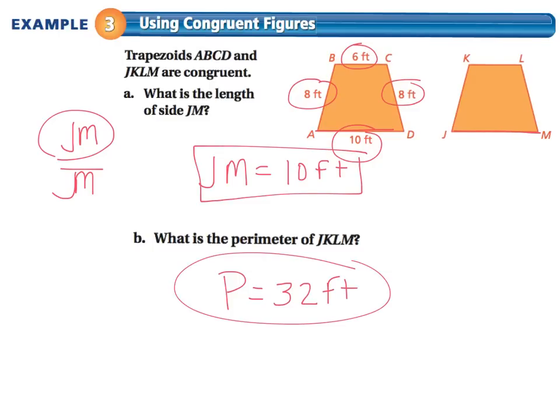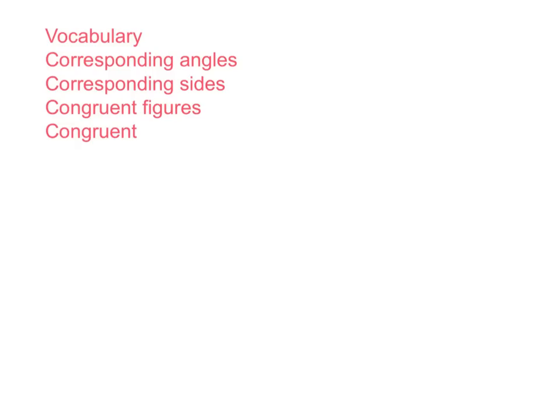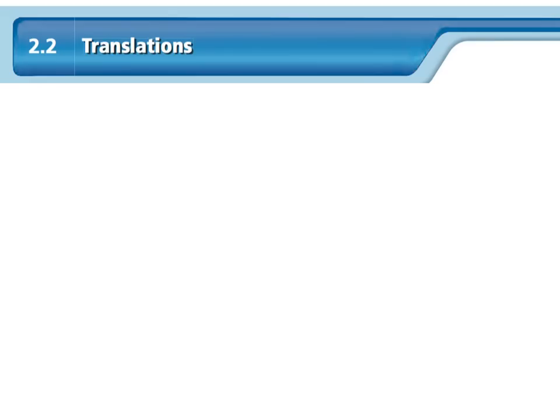This is pretty easy. Your vocabulary would be corresponding angles, corresponding sides, congruent figures, and congruent. In section 2.2, over translations, you probably in the past have done sliding. That's what a translation is.